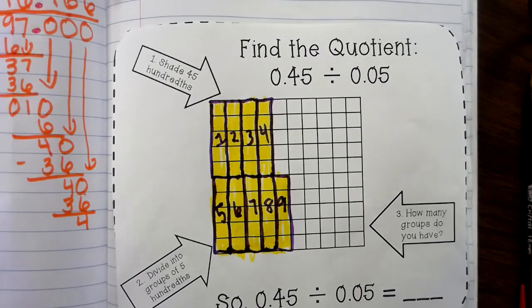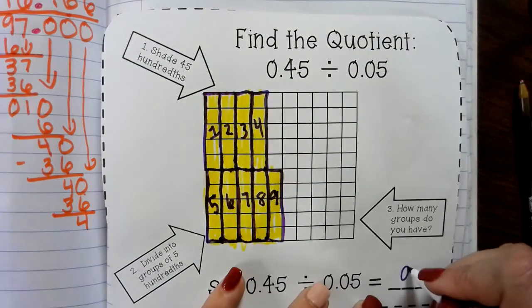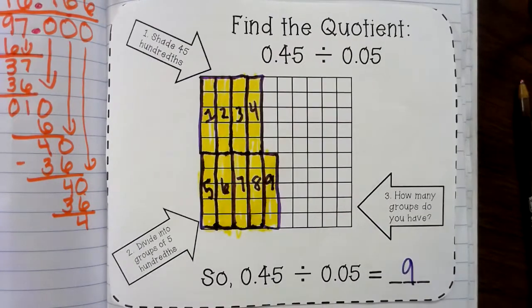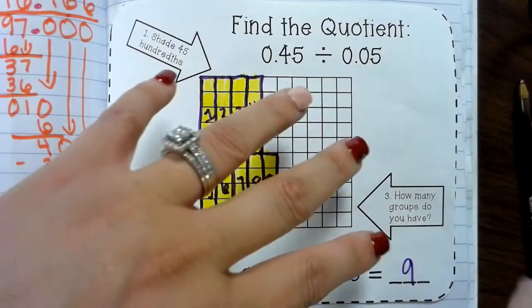So my answer is what? How many groups did I get? How many groups do you have? I have 9. Okay? 9 what? All right, so think about that. I have 9 groups.